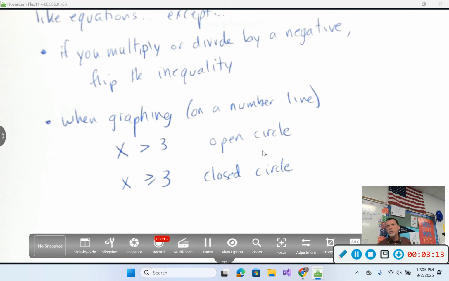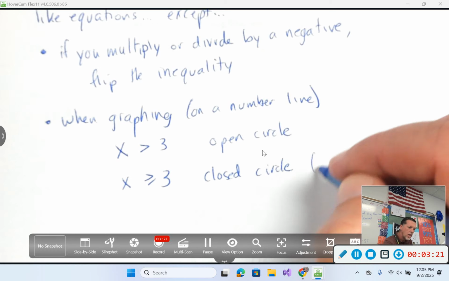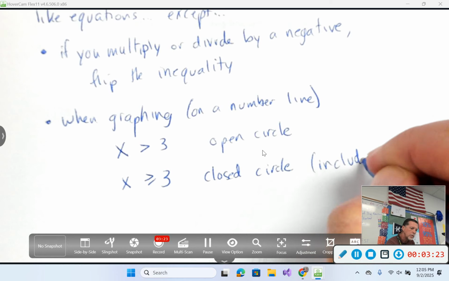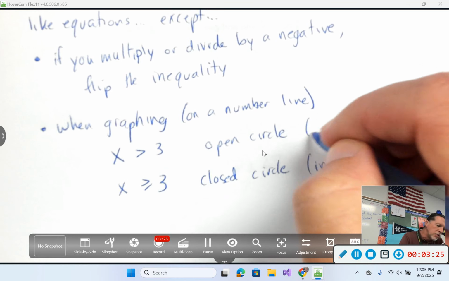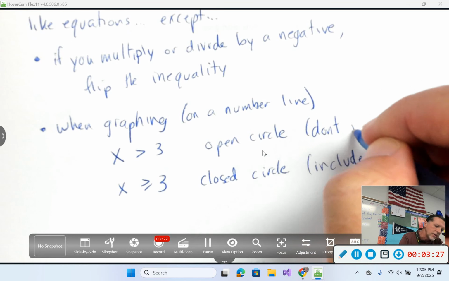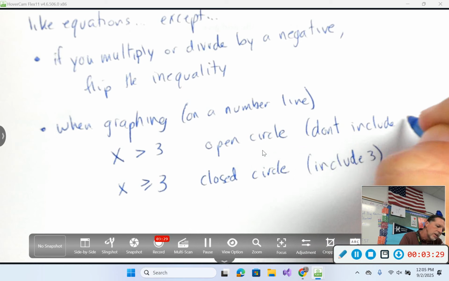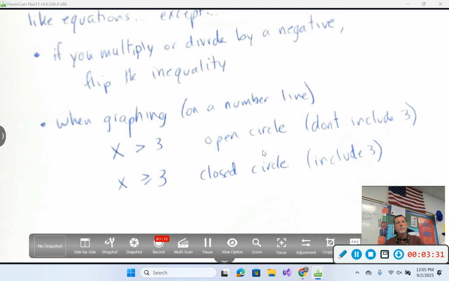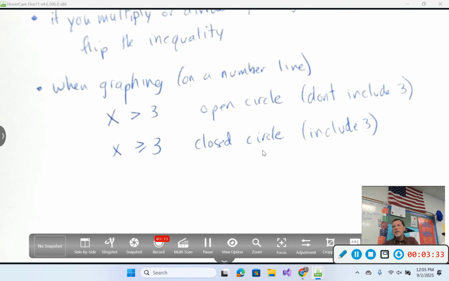It's similar to the solid line versus dashed line. Like, do you want to include the line? Do you want to include the point? If you want to include it, put a closed circle. That would include 3. An open circle would say we are not including 3. And I feel like that makes sense. If it's open circle, it's not there. If it's a closed circle, it is there, and we want to make sure we include 3.